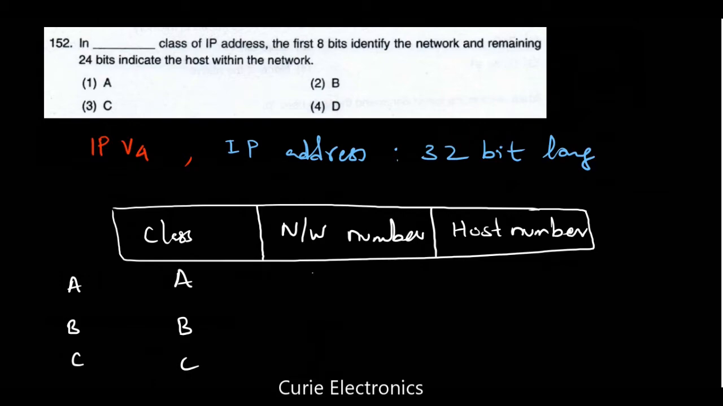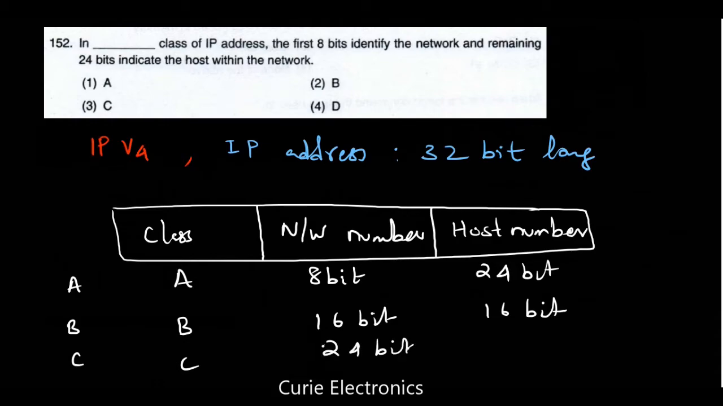The network number is represented by 8 bits in class A, and the host number is 24 bits. In class B, it is a 16-bit network number and 16-bit host number. In class C, it is a 24-bit network number and 8-bit host number. Similarly, in this question, in dash class of IP address, the first 8 bits identify the network. That is class A, the right option.